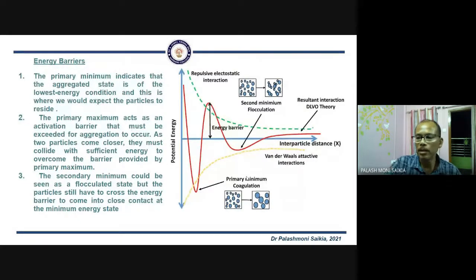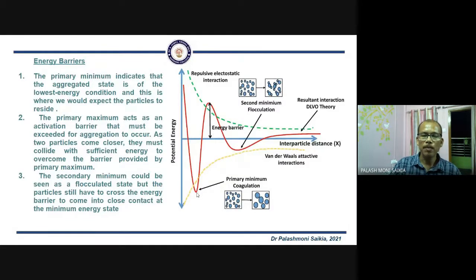Now the DLVO theory gave us some energy barriers. So mainly there are 3 energy barriers. We say primary minimum. So if we plot potential energy against interparticular distance, in the potential energy curve, we get 3 peaks: 2 lower peaks which are called minima, and 1 upper peak which is called maxima.